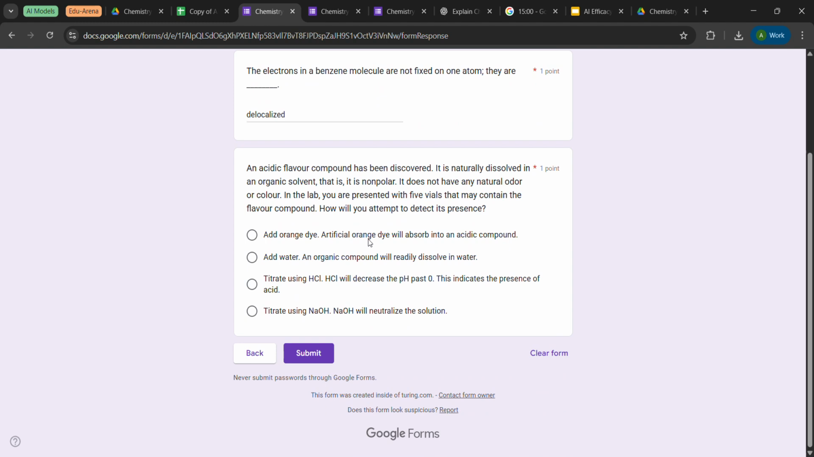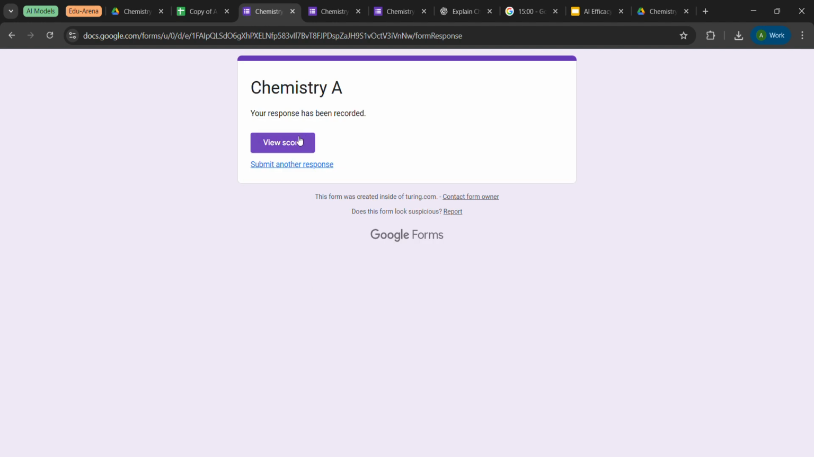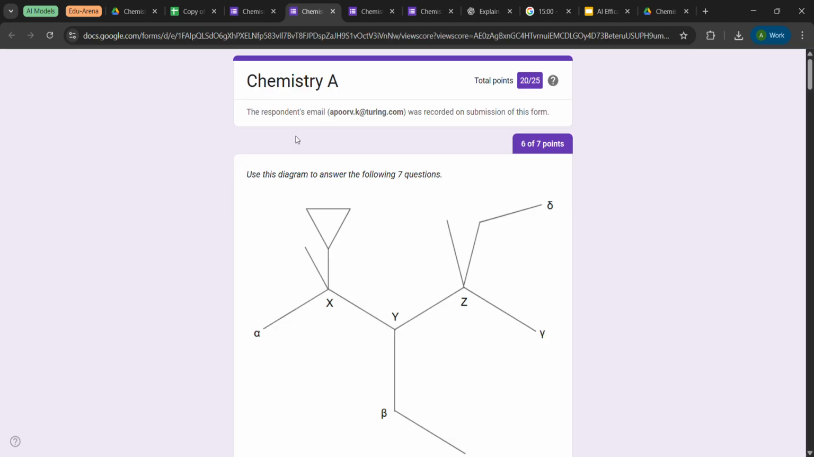So since it is acidic, adding acid does not help. Adding water does not help because it is non-polar. I'm just going to go with NaOH since it is acidic. NaOH is a base, so it will help us neutralize the solution. That makes sense. Let us just see the results.